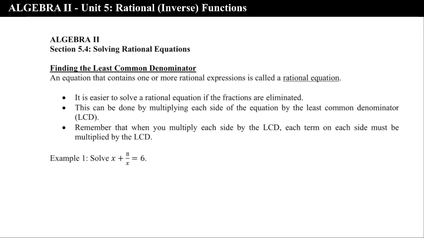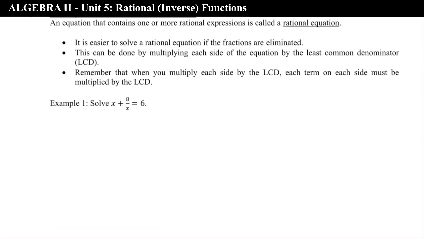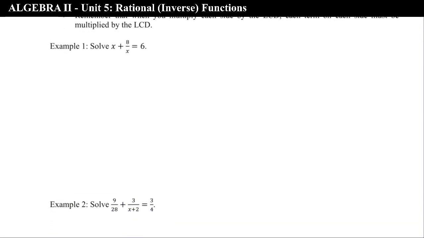So let's do some examples of this. Let's solve this first example. We are going to find our least common denominator. Well, there's only one denominator here, and that is x. So we are going to multiply each side by x, because remember, whatever you do to one side, you have to do to the other.